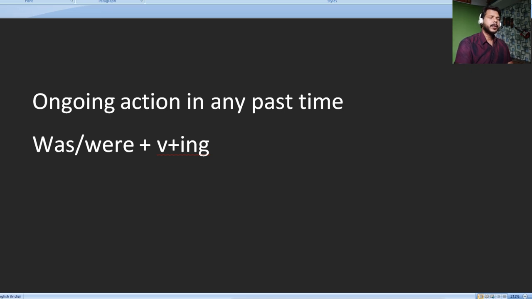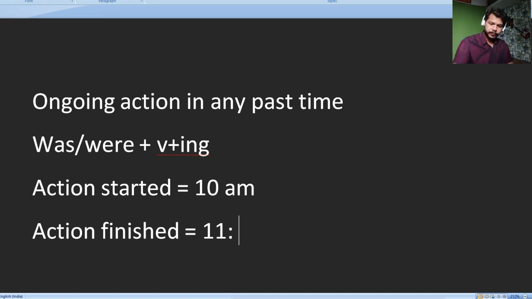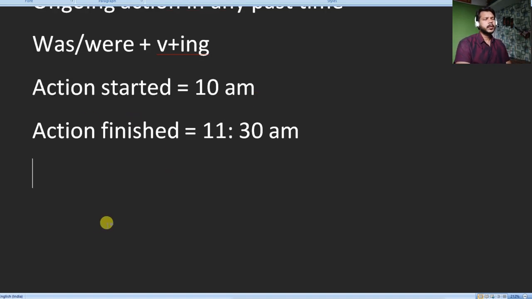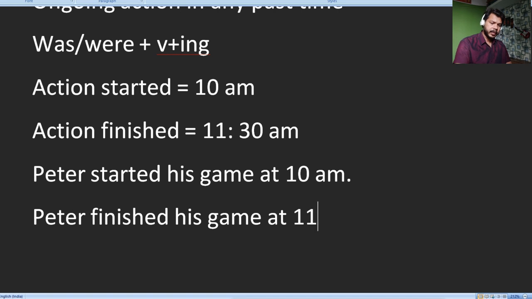Suppose we are talking about any action. The action started at 10 a.m. and finished at 11:30 a.m. If I have to talk about these two actions, suppose there is a person named Peter. I can say Peter started his game at 10 a.m. and Peter finished his game at 11:30 a.m. It means I'm just giving you the information about what Peter did. This is the one-time action. Whatever Peter did, that is second form.